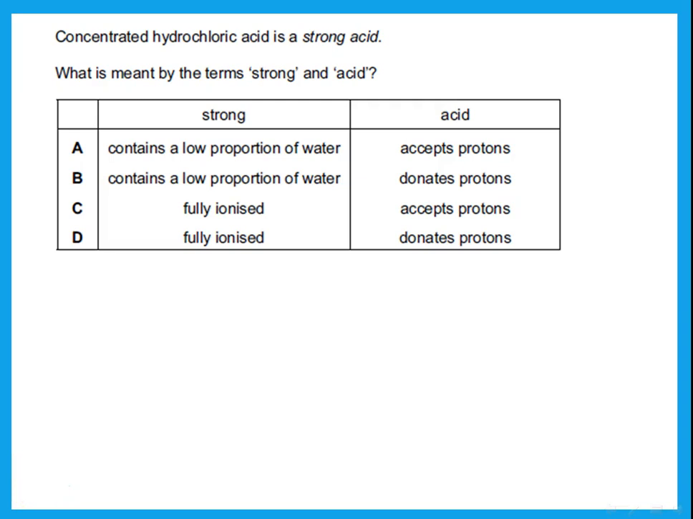So let's try a sample question. This question says concentrated hydrochloric acid is a strong acid. What is meant by strong and what is meant by acid? So strong means, we said, the strong mean contains a low proportion of water or is fully ionized. Remember that we said if something contains a low proportion of water, we don't say it's strong, we say it is concentrated. So a strong acid is something that is fully ionized when dissolved in water. Okay, we said what's the definition of acid? We said an acid is a proton donor. So my answer is D.